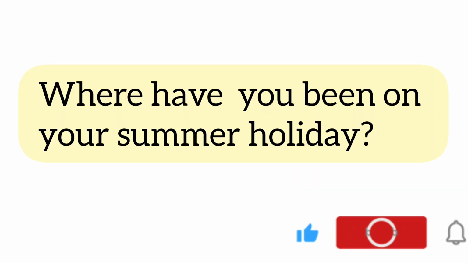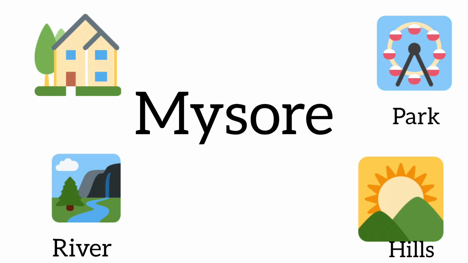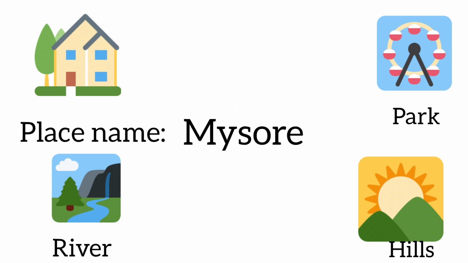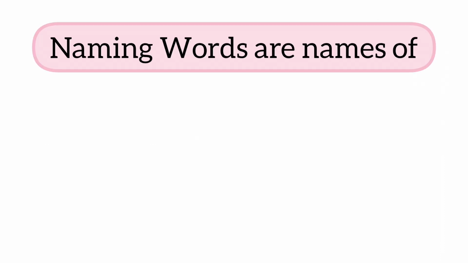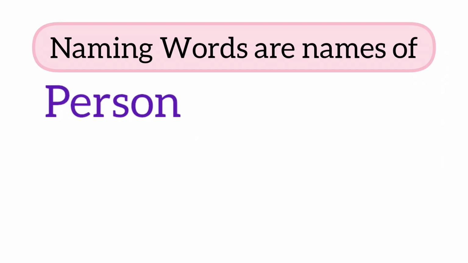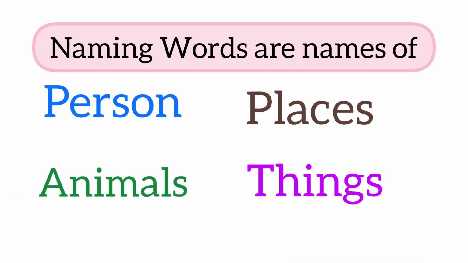Where have you been on your summer holiday? I have been to Mysore and visited so many places. Names of the places are noun. Naming words are names of person, animals, places, things.